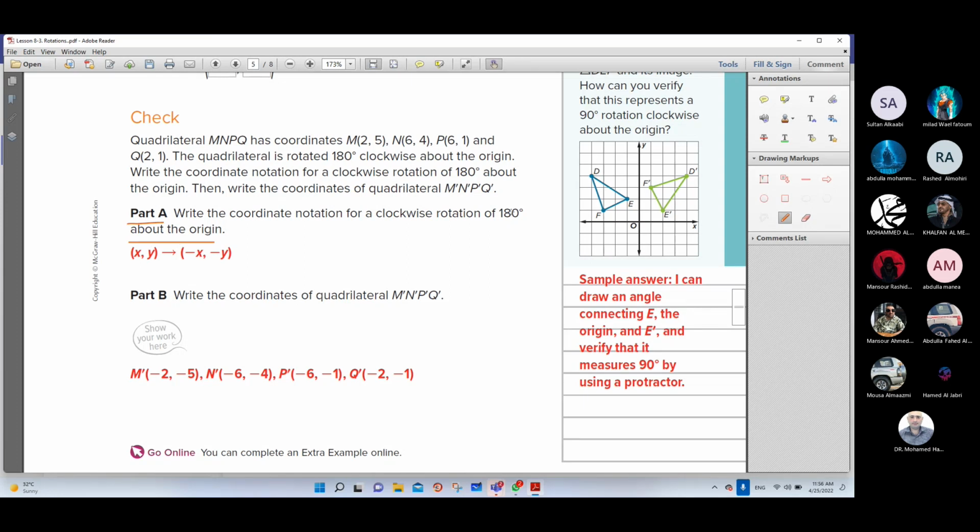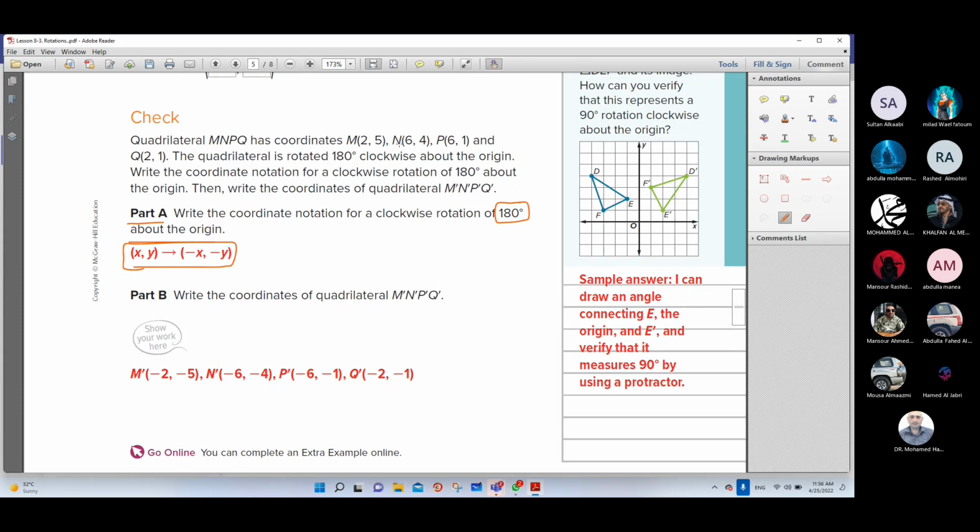So as you see, we have 180. When you have 180 clockwise and the center is the origin, we can use this rule. (x, y) becomes (negative x, negative y): take the opposite of x and take the opposite of y. So I can use this rule when the angle is 180. So M: what is the opposite of 2? Negative 2. And the opposite of 5? Negative 5. So M prime will be (negative 2, negative 5).